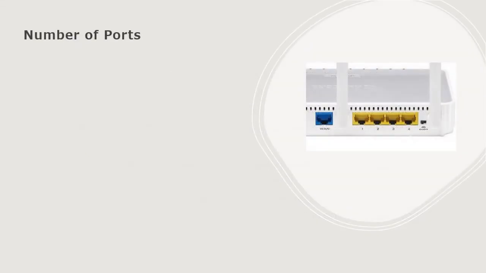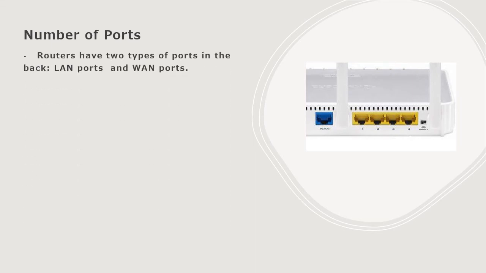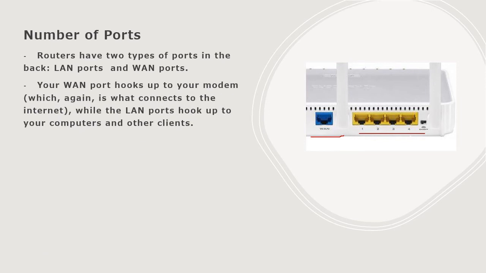Now let's talk about the number of ports. Routers have two types of ports in the back, the LAN ports and the WAN port. Your WAN port hooks up to your modem, and again, your modem connects to the internet, while the LAN ports hook up to your computers and other clients.